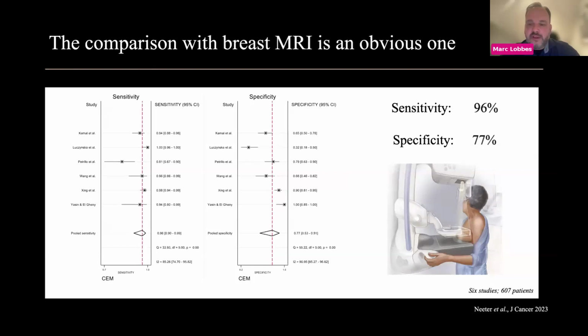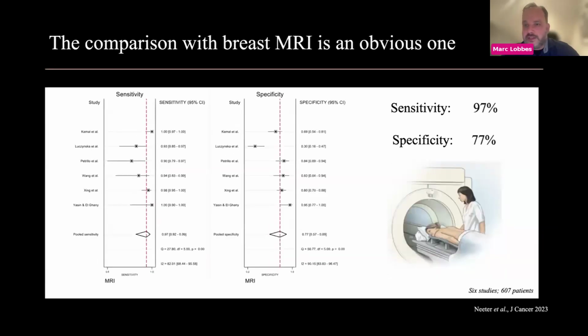So one of my former PhDs, Lidwey Neter, did a systematic review on all available literature, focusing on women that underwent both contrast-enhanced mammography and MRI. And the summary here is that you see here quite nice sensitivity numbers of 96% and specificity of 77%. And when you compare it to MRI, it's actually the same.